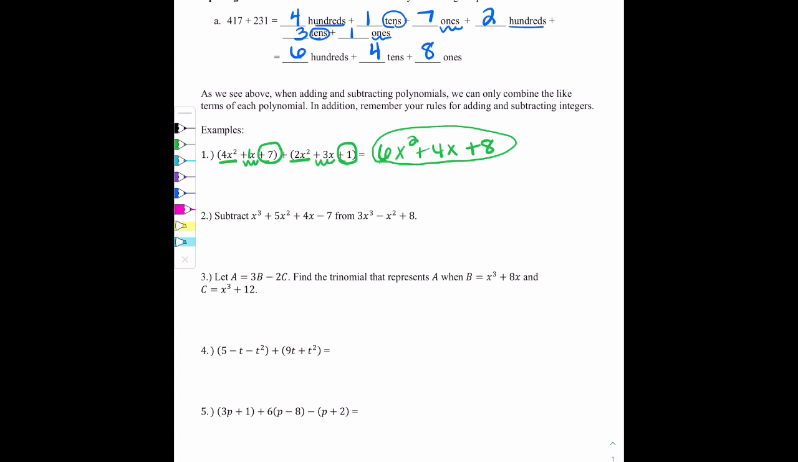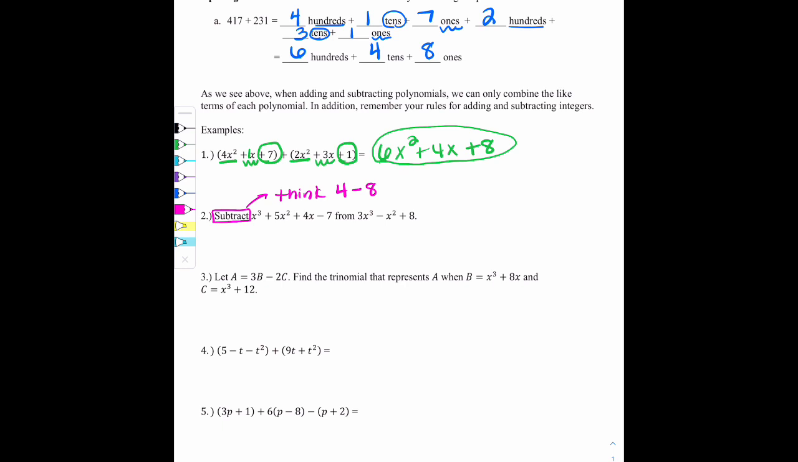So now we'll look at number 2, which is subtraction. I want to subtract x cubed plus 5x squared plus 4x minus 7 from 3x cubed minus x squared plus 8. So this one, we're now working with subtraction, and it's very important we understand the wording to subtract one thing from something else, okay? So for example, if I go up here for a second and we think about it separately with integers. If I said to you to subtract 8 from 4, even though I said the 8 first, the 4 would actually come first, and you would write it as 4 minus 8.